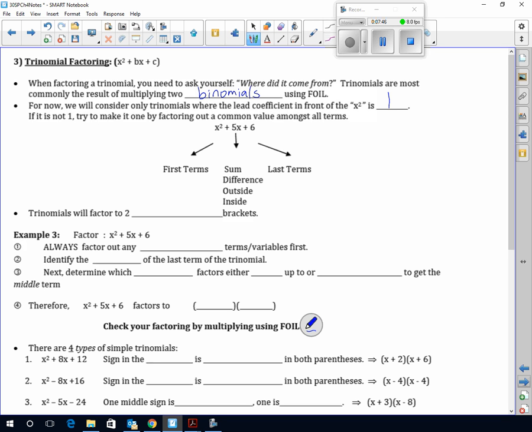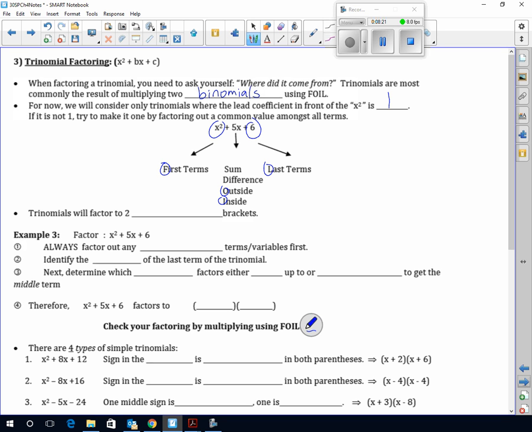Okay, so anyways, does everybody understand? The x squared comes from the two first terms multiplied, right? And the last term comes from the last two terms multiplied. The middle term is the sum of the outside and the inside of the FOIL. So does everybody see how I get FOIL? First, outer, inner, last. Yes? Trinomials will factor to two binomial brackets.